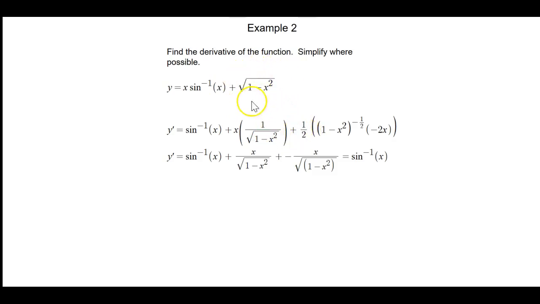Plus, I have this term where I'm going to use the chain rule again. The outside function is a power function with a power of 1/2. So now when we simplify this, notice that these terms actually go away. And so this just simplifies to the inverse sine of x.